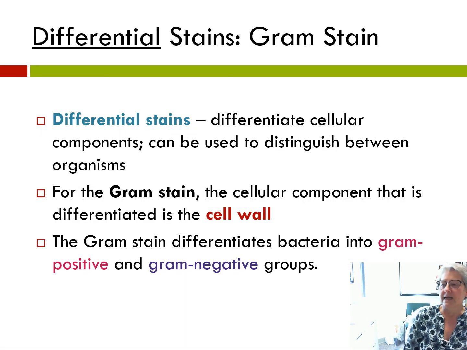The Gram stain is a differential stain. A differential stain is one that differentiates cellular components, and it can be used to distinguish between organisms. So think about that word, differential or differentiate. It's something that tells the difference between. And for the Gram stain, the cellular component that is differentiated is the cell wall. And the Gram stain differentiates bacteria into gram-positive and gram-negative groups.